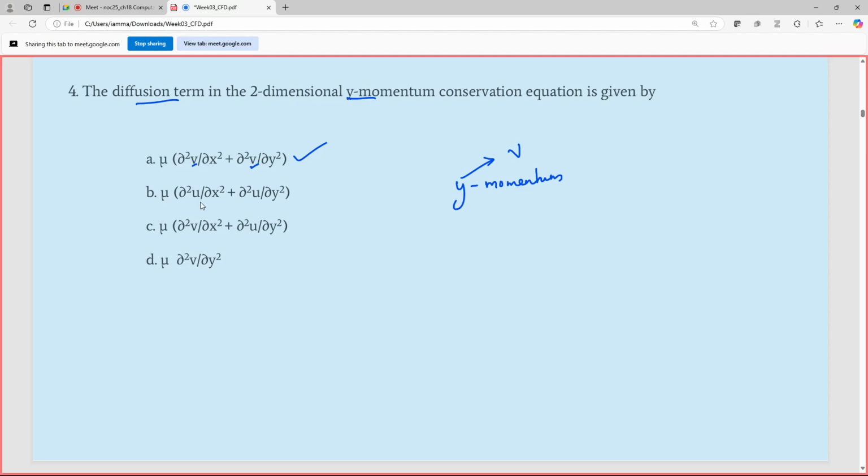So here if you see, it is both u, wrong. Here if you see, there is a mixture of v and u, that's also wrong. And here it is one dimensional. So our only right option is option A.